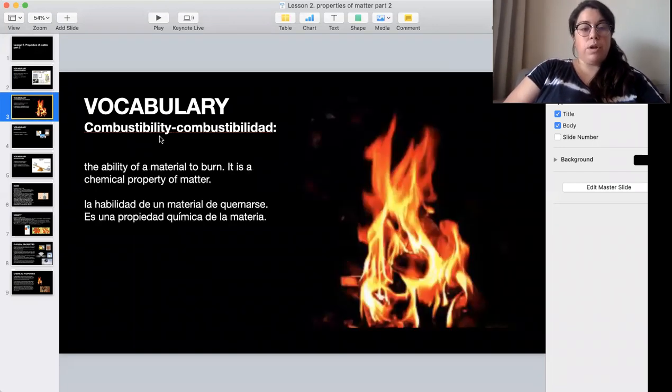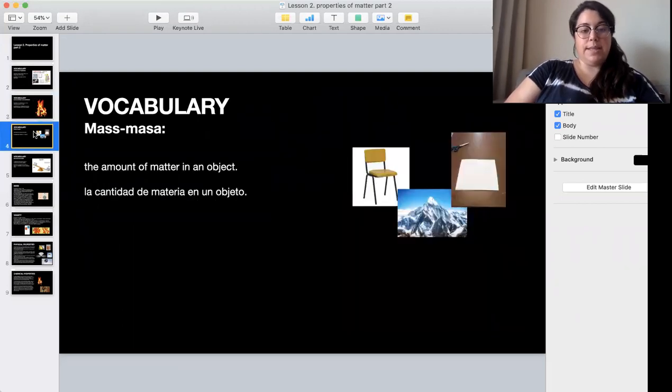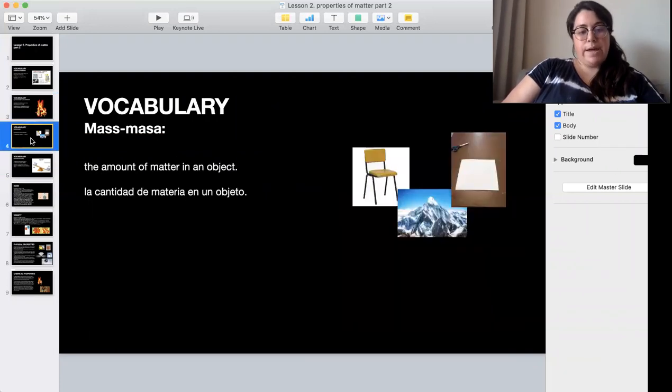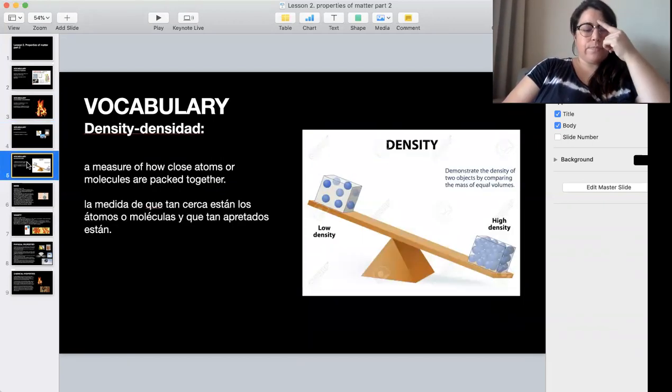Then we have the word combustibility, combustibilidad, the ability of a material to burn. It is a chemical property of matter. Then the word mass, the amount of matter in an object. Remember that we were talking about that everything is made out of matter. Mountains, paper, chair, even you are made out of matter, and you can measure your matter in amounts of mass.